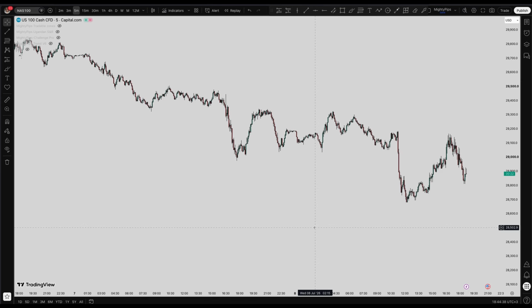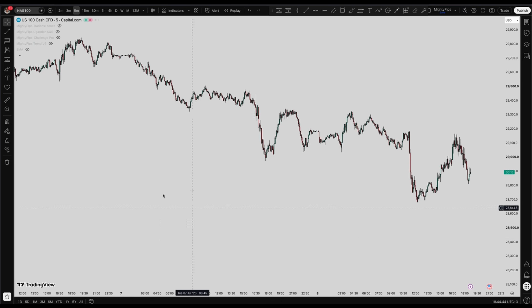Let me show you how I trade trend lines. So we are going to look at how to trade trend lines in the best way possible, and I believe this is going to be very helpful. So let's dive right into it.